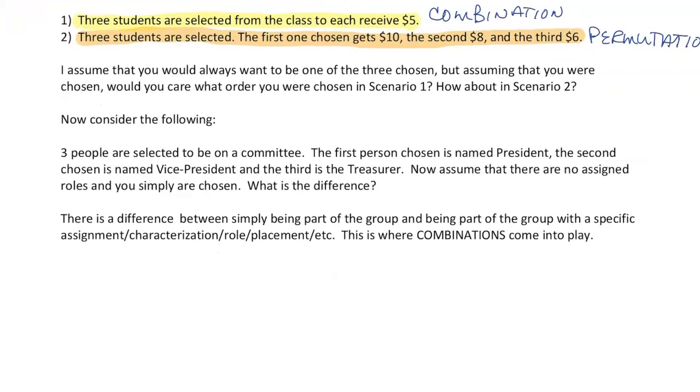3 people are selected to be on a committee. The first person chosen is named president, the second chosen vice president, and the third is treasurer. If that is the scenario, then order matters. So for this one, the first person chosen is president, the second chosen is vice president, the third is treasurer. That is a permutation.